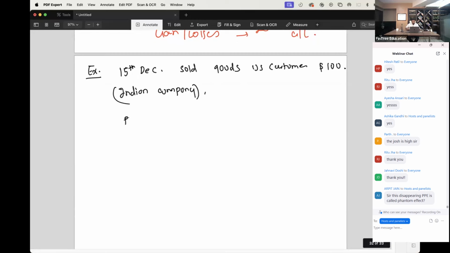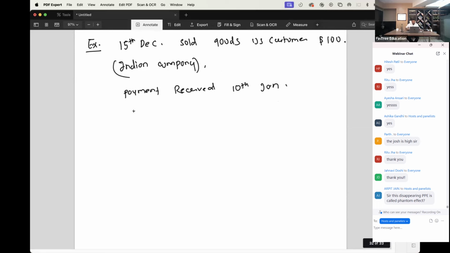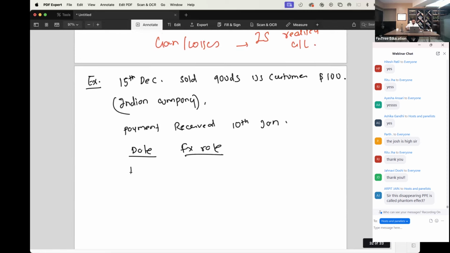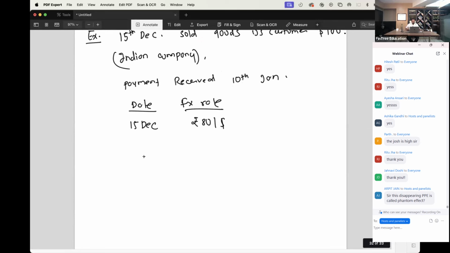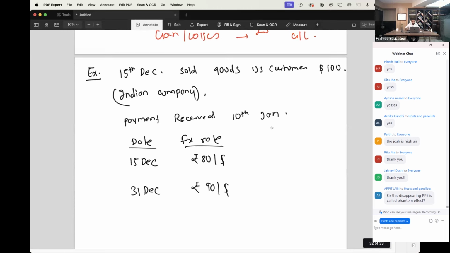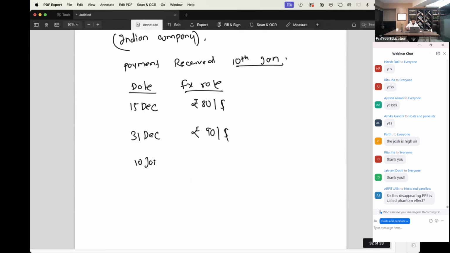Then the payment was received on 10th of January. In between, we had a balance sheet date. Exchange rate were as follows. Date, FX rate. So first date, 15th of December, let's say rate was rupees 80 for a dollar. Then 31st of December, let's assume dollar appreciated, we have 90 for a dollar. And let's assume we close the transaction on 10th of January. On 10th of January, dollar appreciated again a little bit, so 95. Okay. Now, based on that, how will I do accounting?